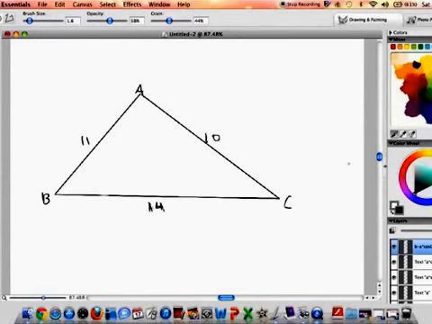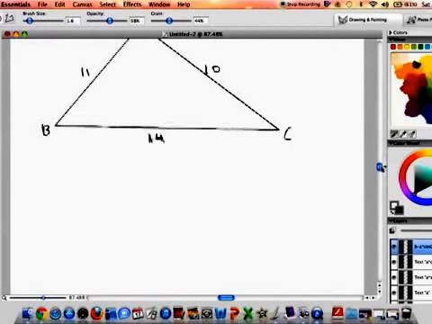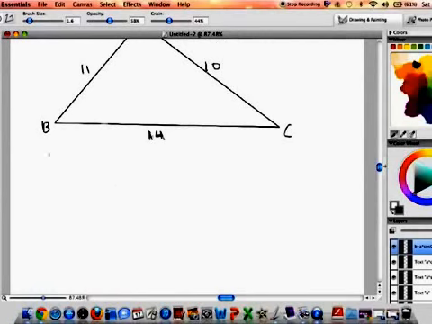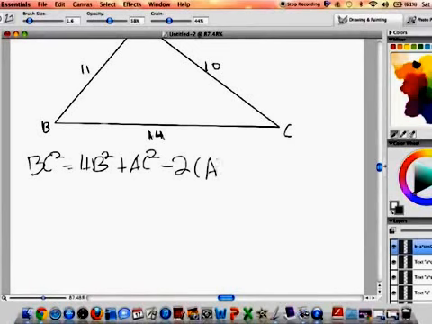So I'm going to be doing 2 example problems, but the first one I'm going to be doing is an SSS case. So we're given the triangle ABC and the values of 11, 10, and 14. So we're going to try and solve for angle A. So we know that BC squared is equal to AB squared plus AC squared minus 2 times AB times AC times cos A. So now we just need to plug in the values to solve for angle A.